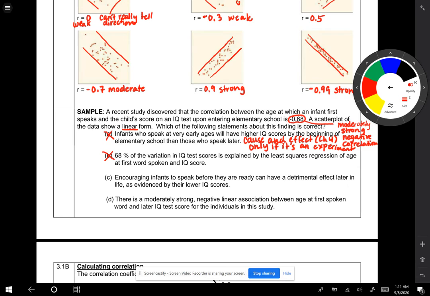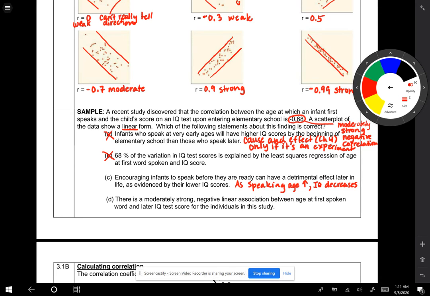C, encouraging infants to speak before they are ready can have a detrimental effect later in life, as evidenced by their lower IQ scores. Okay, so for this one, we know that as speaking age increases, or I'm sorry, this one says as speaking age increases, IQ decreases. Okay, and then the last one.